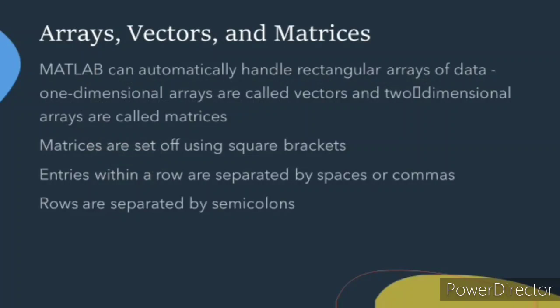We will proceed to arrays, vectors, and matrices. MATLAB can automatically handle rectangular arrays of data. One-dimensional arrays are called vectors, and two-dimensional arrays are called matrices. Matrices are set up using square brackets. Entries within a row are separated by spaces or commas. Rows are separated by semicolons.